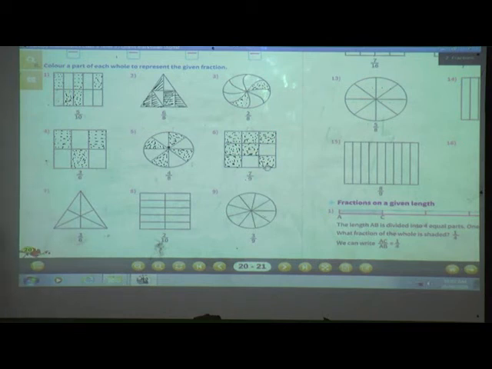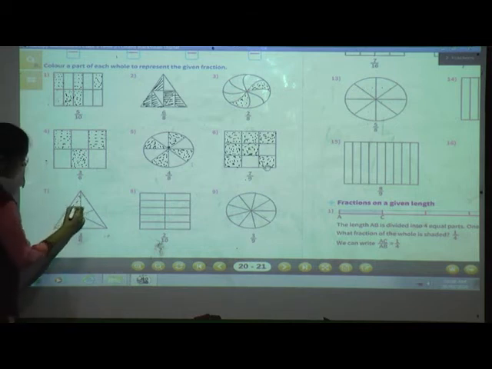Now see this next example, that is 7th one. The fraction is 3 by 6. If the fraction is 3 by 6, there should be 6 equal parts. So let us count 1, 2, 3, 4, 5, 6. Here 6 equal parts are there, means this whole is divided into 6 equal parts. And out of that 6 we have to color how many parts? 3 parts. So color the 3 parts.